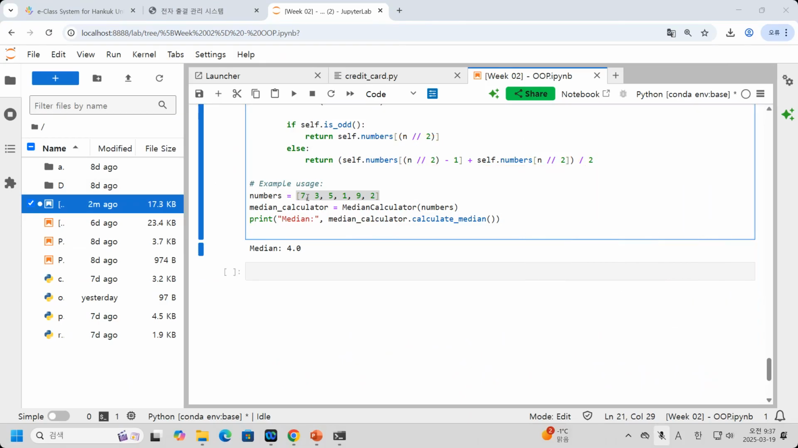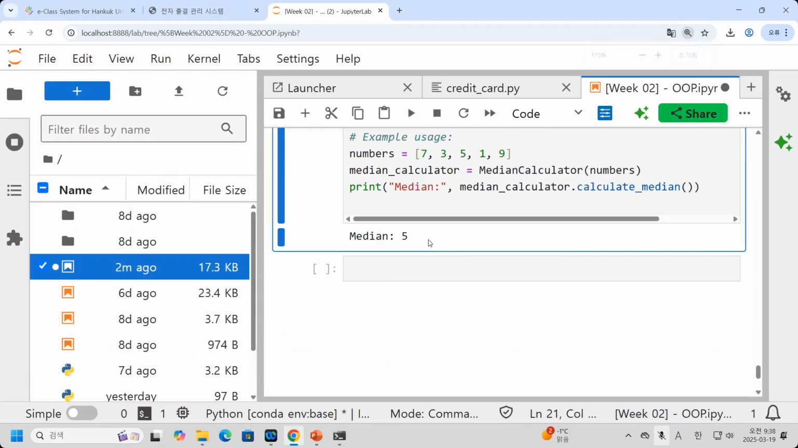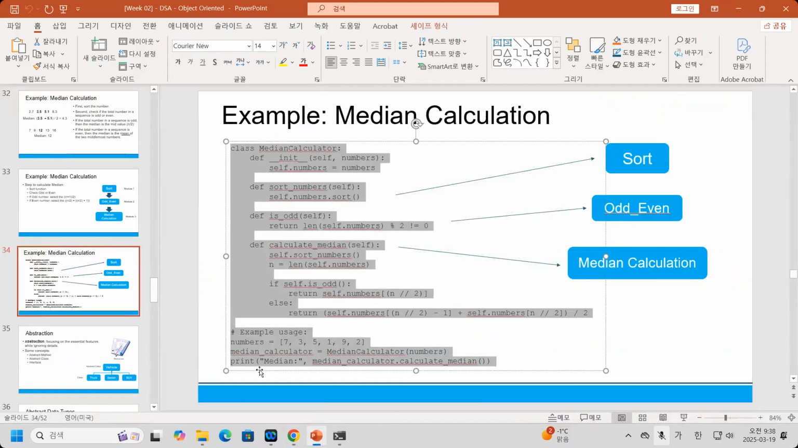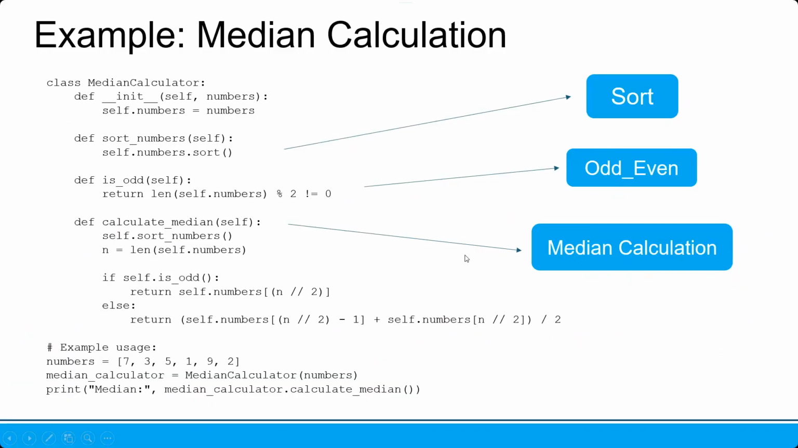So you can check, if I want to change, let's say I delete 2. Okay, so if I remove 2, then if I run this, the median will be 5. So only the mid value. So this is the meaning of modularity. You can split every possible procedure into a separate function.